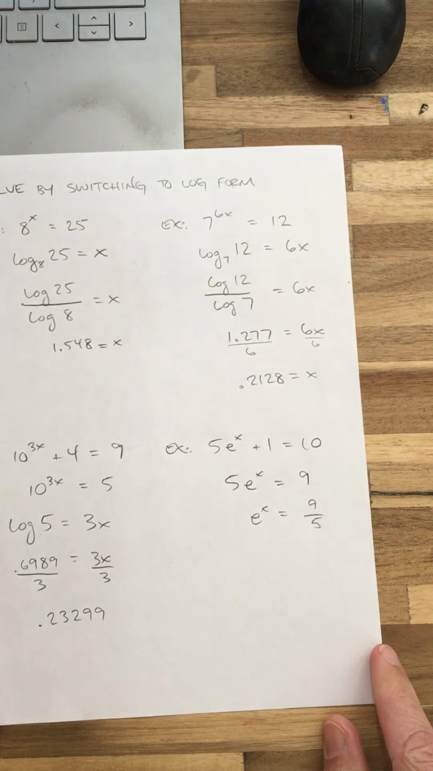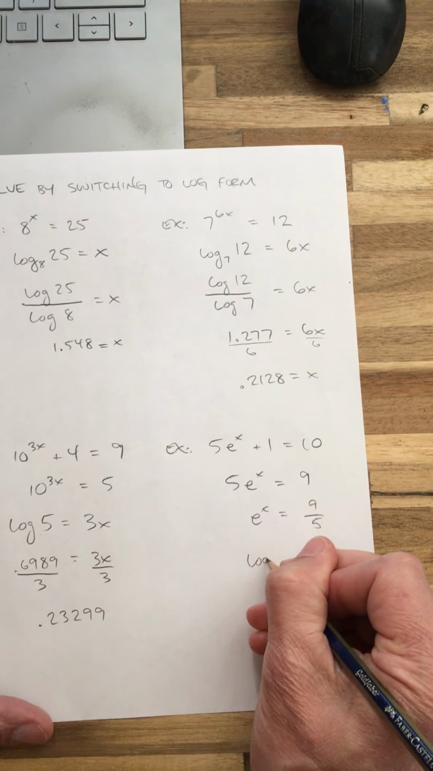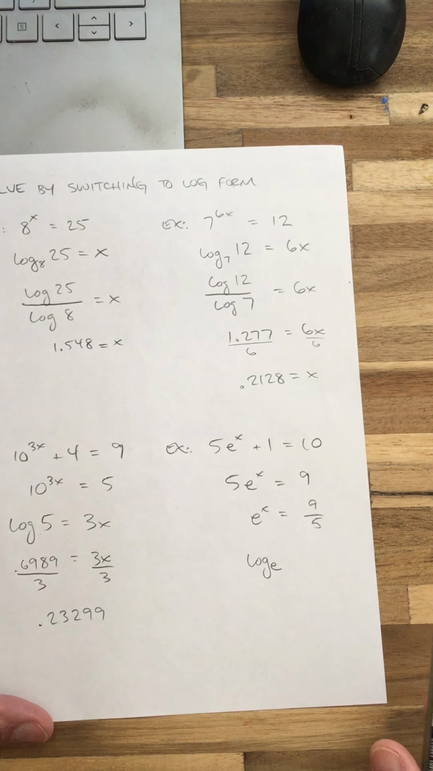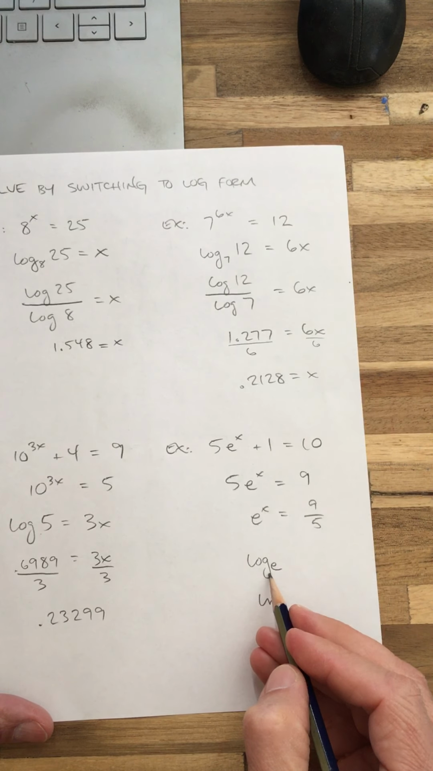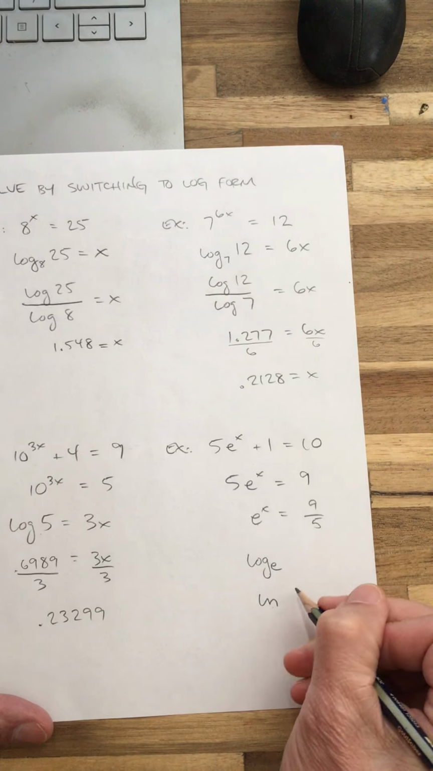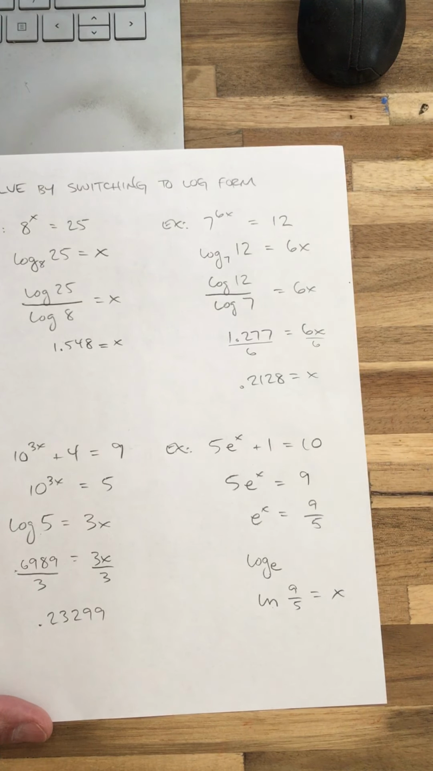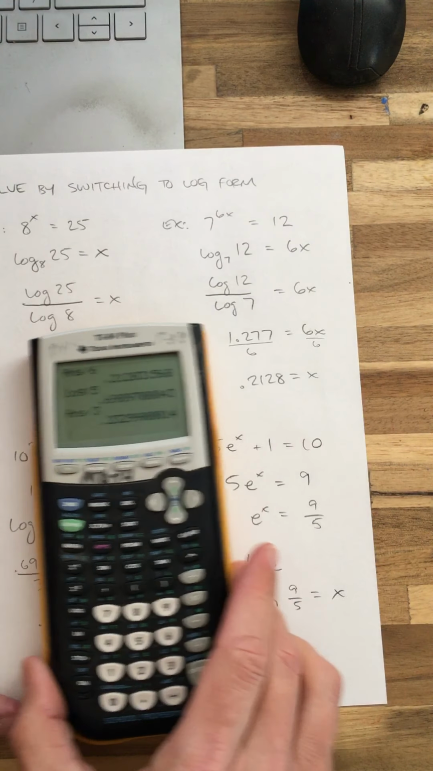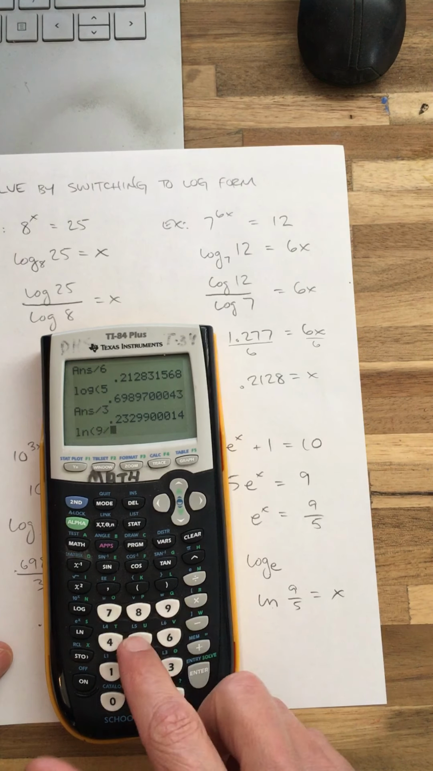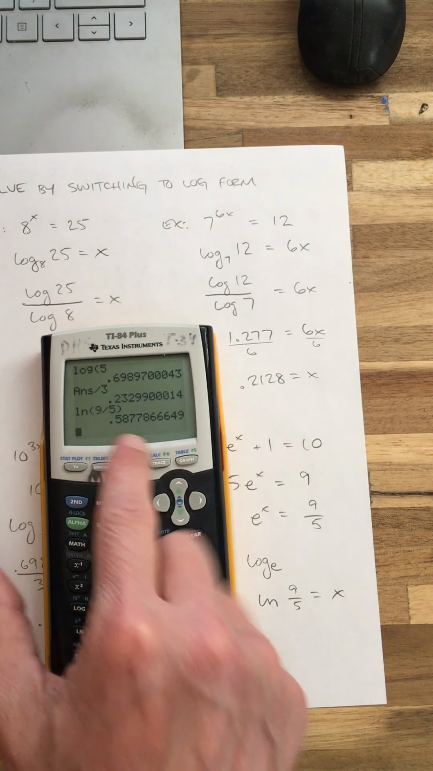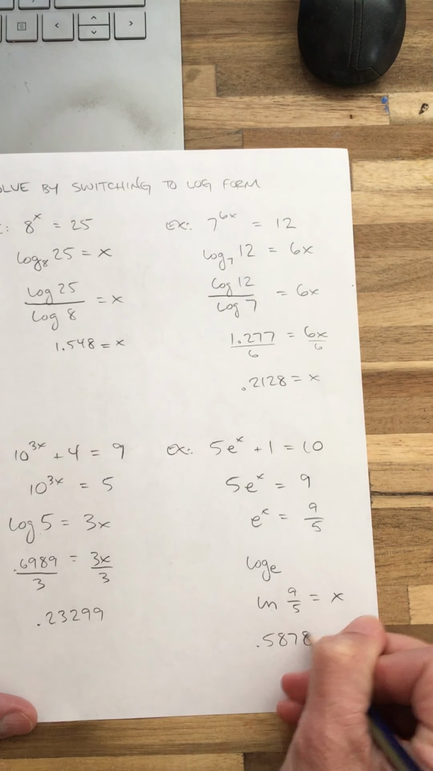Okay, now switch it to the log form. Okay, so the log base e, right? If it's log base e, what should you write instead? Okay, you should write the natural log. Okay, log base e is the natural log. Okay, the natural log of 9/5 is going to equal x. Okay, and now we can just plug that into our calculator. The natural log is ln, right? So hit ln, and then it's 9/5, so just go ahead and put 9 divided by 5. Hit enter, and you've got it, 0.5878. So 0.5878 is my x. Okay?